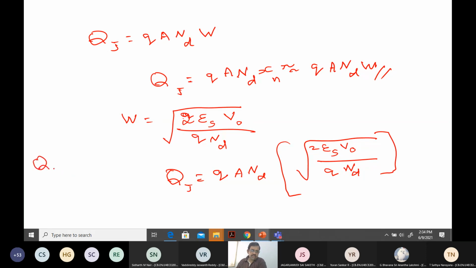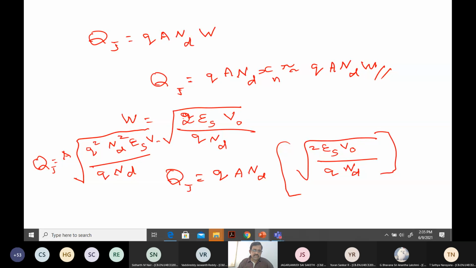Qj equal to A, I will retain it as it is. Then I will take the rest of the factors. So it becomes q square Nd square by q Nd, and there is epsilon s there, then V naught is there. So if we simplify, one q is gone, and one Nd is gone. So leaving Qj equal to, what do I get here? This is the proof we need.